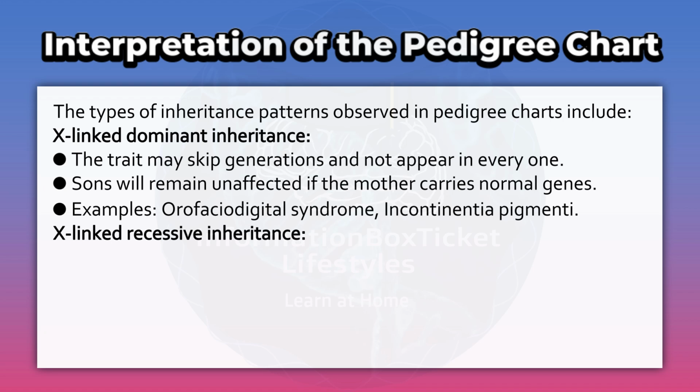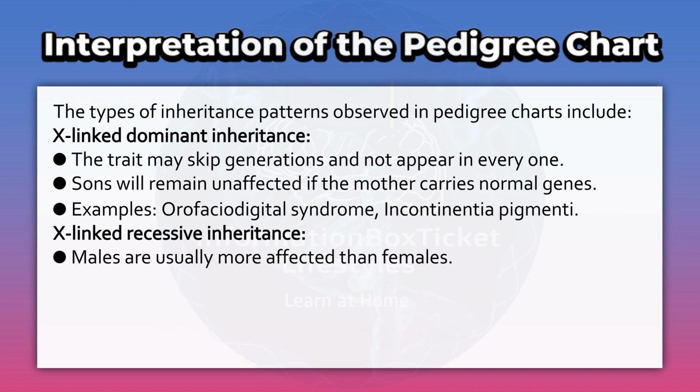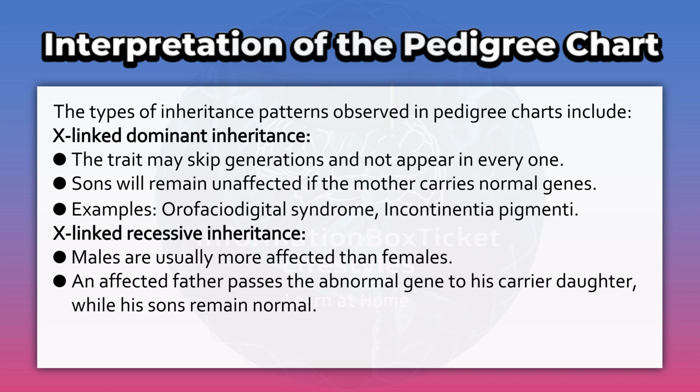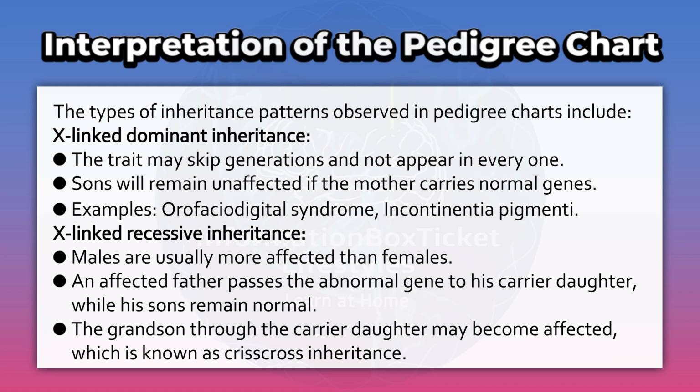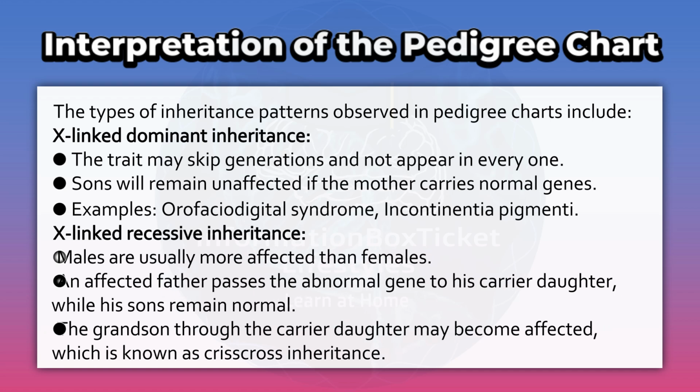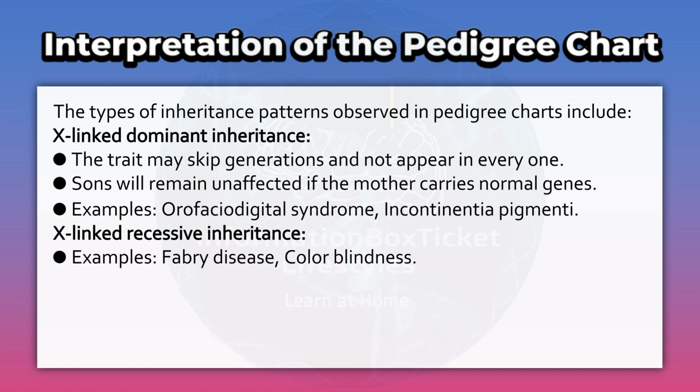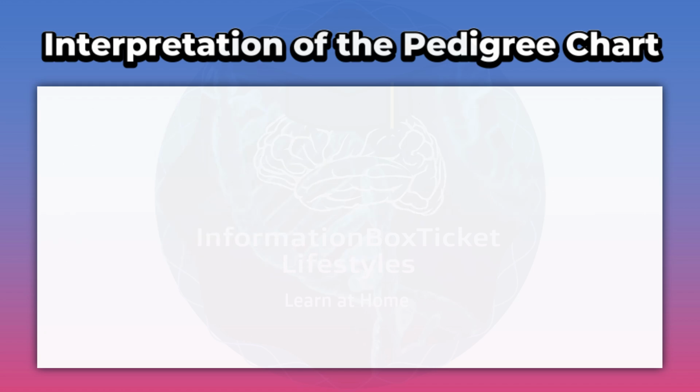X-linked recessive inheritance. Males are usually more affected than females. An affected father passes the abnormal gene to his carrier daughter, while his sons remain normal. The grandson through the carrier daughter may become affected, which is known as crisscross inheritance. Examples: Fabry disease, color blindness.